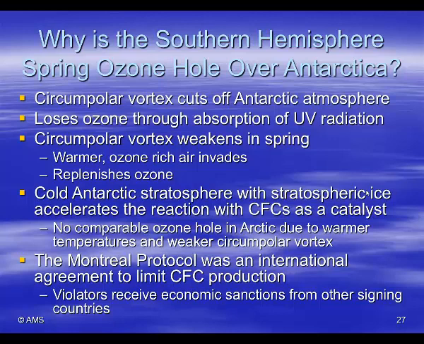In the cold Arctic stratosphere, stratospheric ice accelerates the reaction with CFCs as a catalyst. So there's no comparable ozone hole in the Arctic due to the warmer temperatures and the weaker circumpolar vortex. The Montreal Protocol was an international agreement to limit CFC production, and violators receive economic sanctions from the other countries.